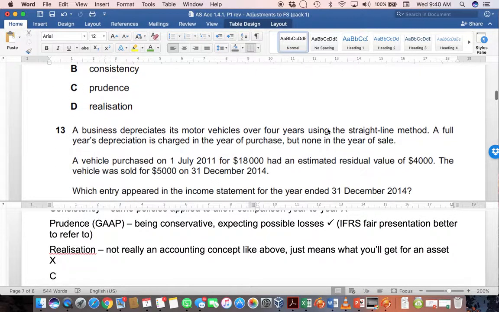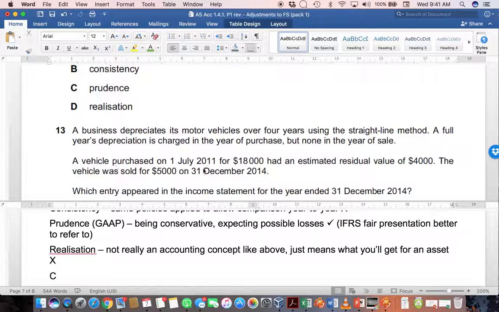Number 13. A business depreciates its motor vehicles over 4 years using the straight line method. In other words, 25% of the value every single year. When I say value, remember that I mean the value that we are going to use up. A full year's depreciation is charged in the year of purchase, but none in the year of sale. Although this is not necessarily very realistic, it certainly does make for easier accounting in your case.